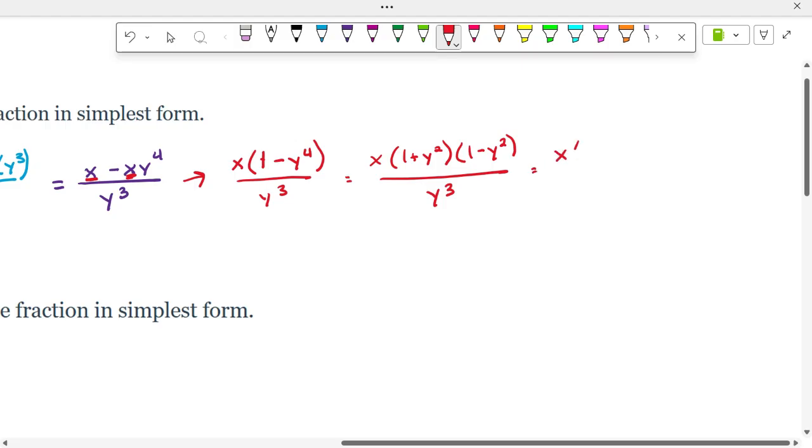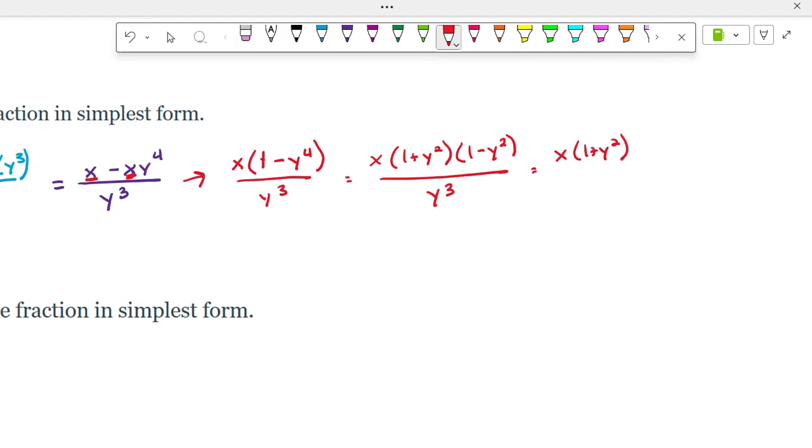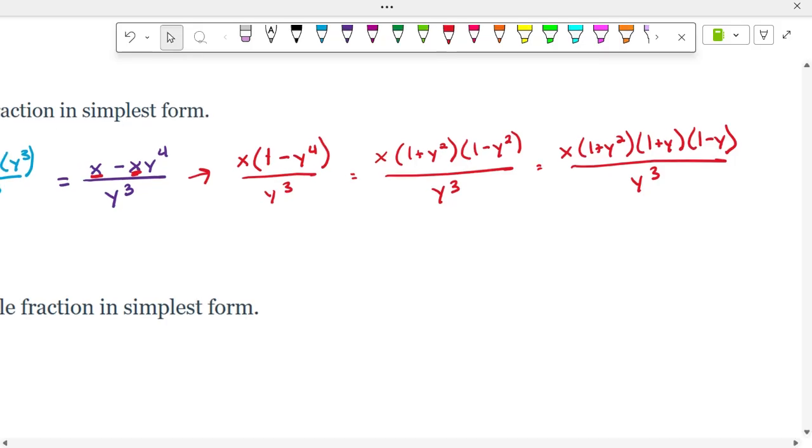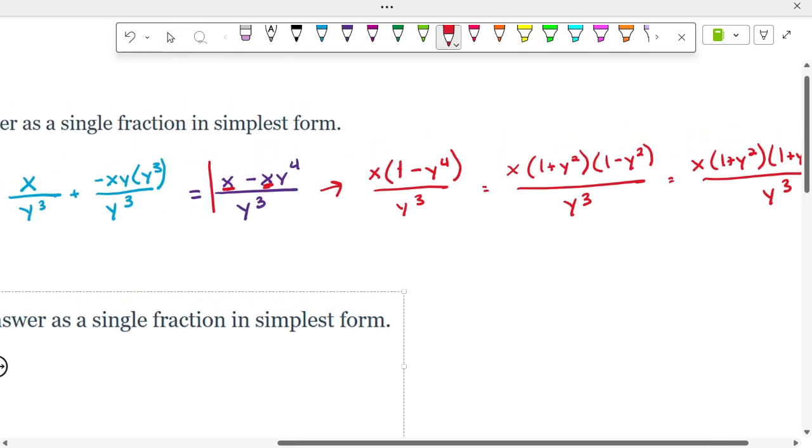So that would be x times 1 plus y squared times 1 plus y, 1 minus y, all over y cubed. Can I cross anything out because it's fully factored now? Can I cross anything out? No. So this is my final answer.